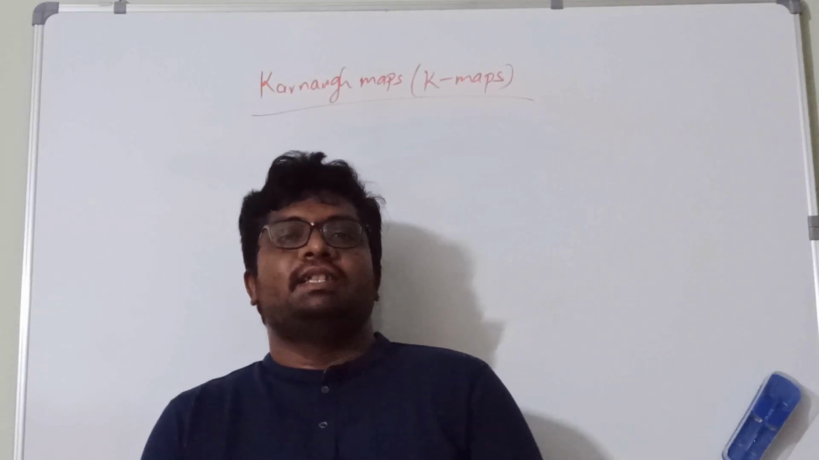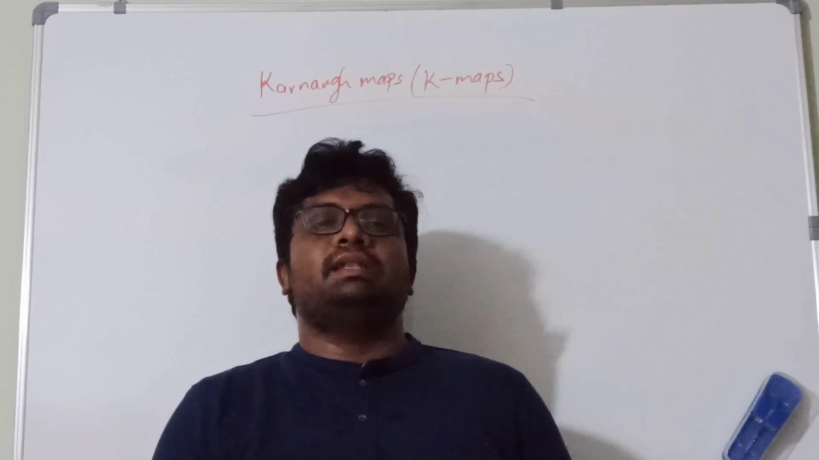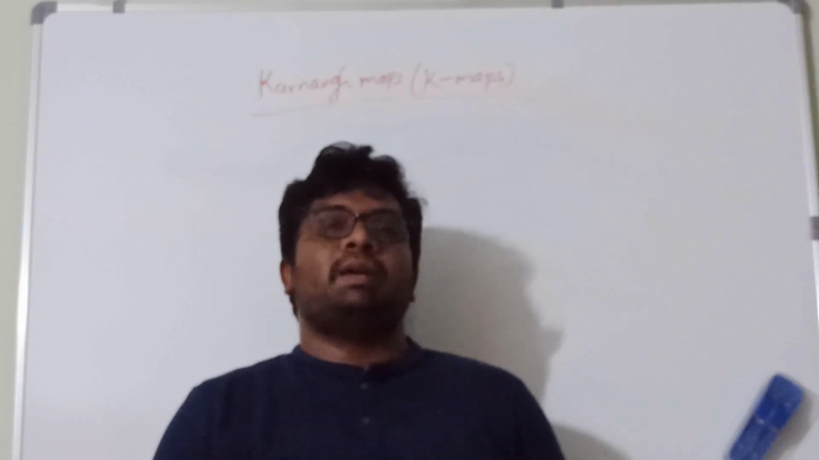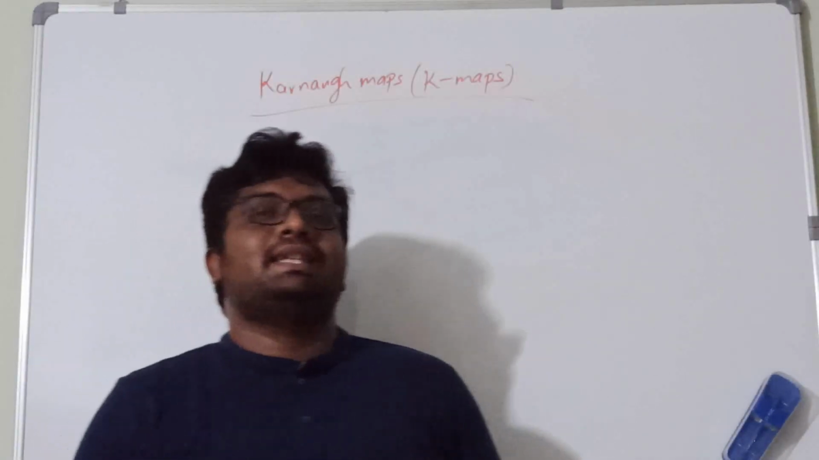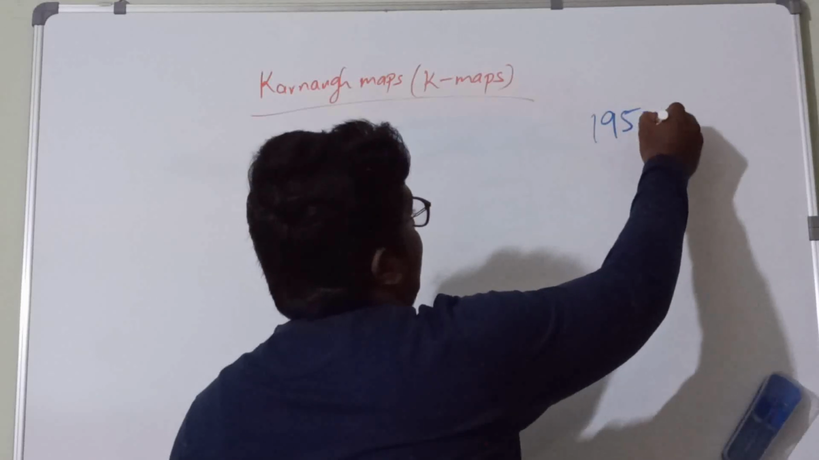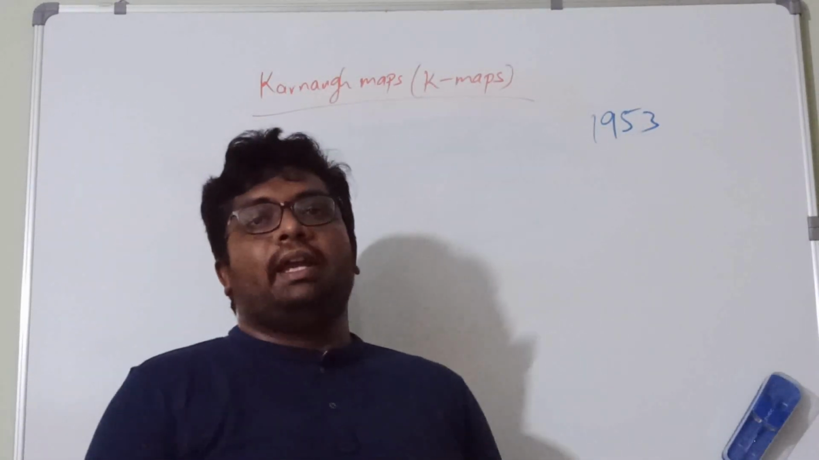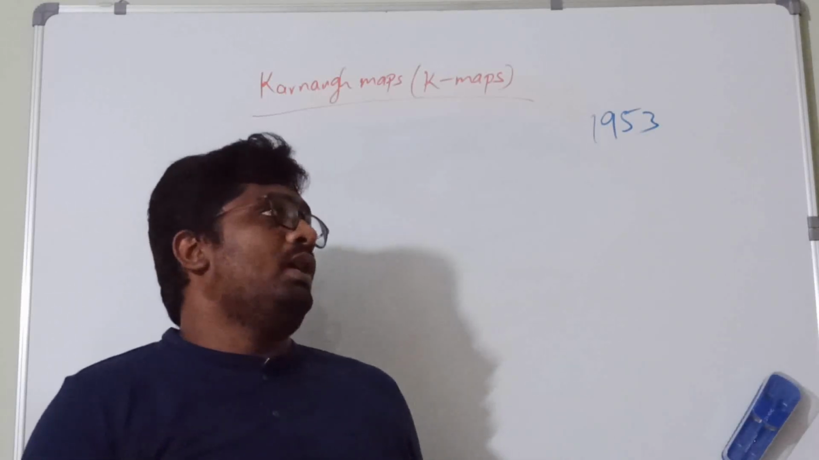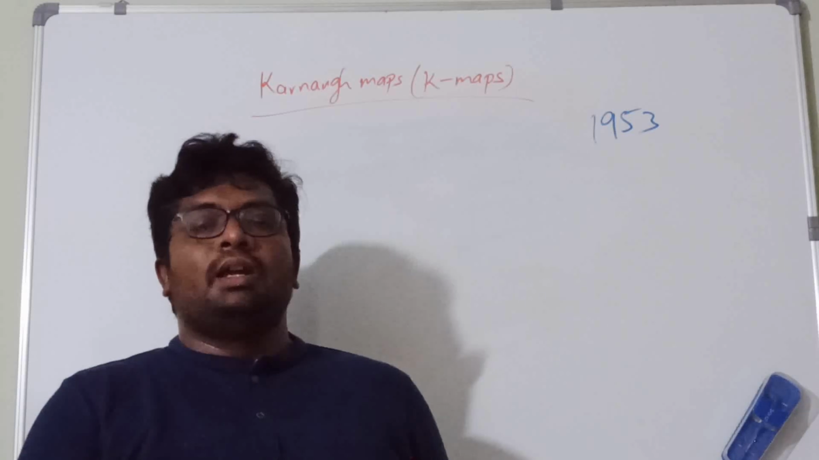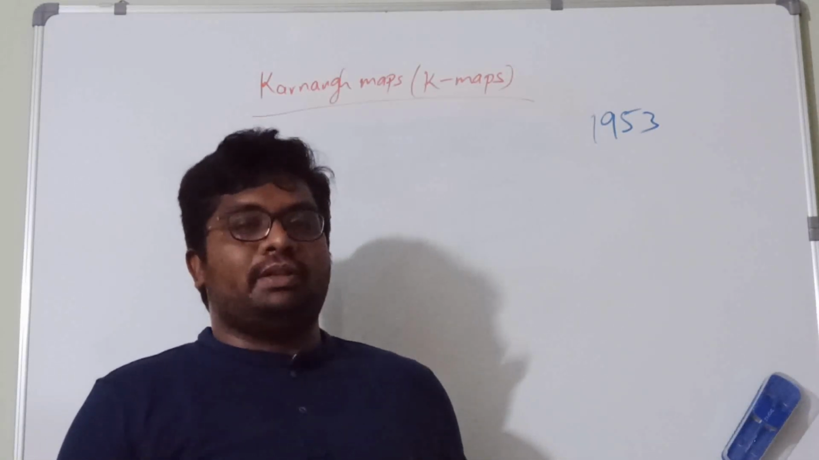Welcome back. In this lecture we are going to discuss Karnaugh maps. In short, we call these Karnaugh maps K-maps, and they were introduced in the year 1953 by Maurice Karnaugh in his research publication. So what is the purpose of these K-maps? These K-maps are used to reduce or simplify Boolean algebraic expressions.